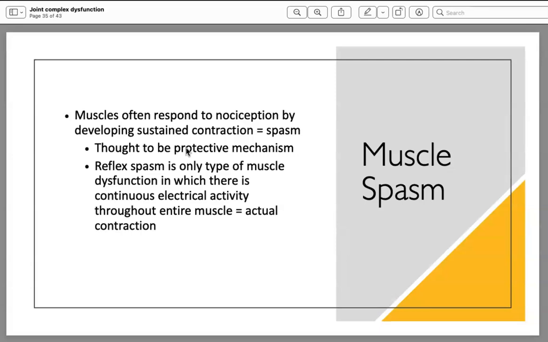When we have reflex muscle spasms, it can be due to a response to some sort of nociceptive input.